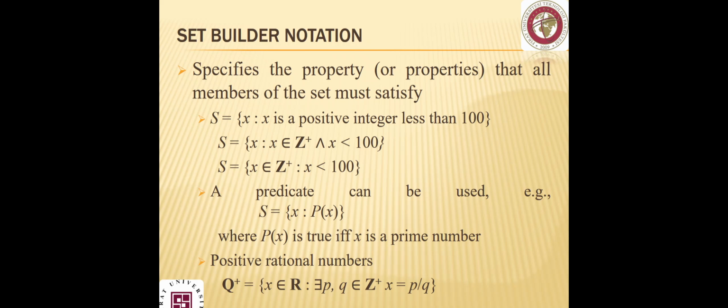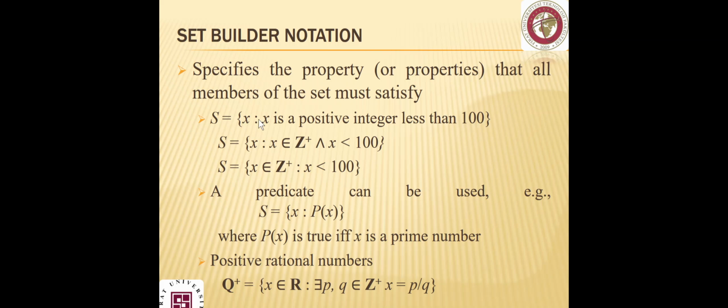Now, we may need to create a set based on a specific condition or a property. And this property will define exactly the elements of our set. Take an example. Let's say S is a set defined in this way. The elements of the set are defined x such that x is a positive integer less than 100. So how do I know the elements here? I have the definition. X is a positive integer less than 100.